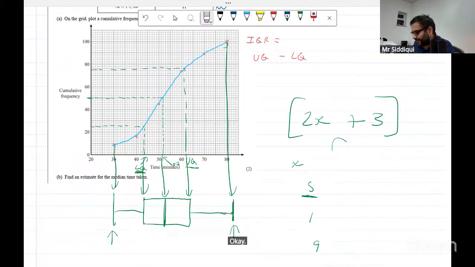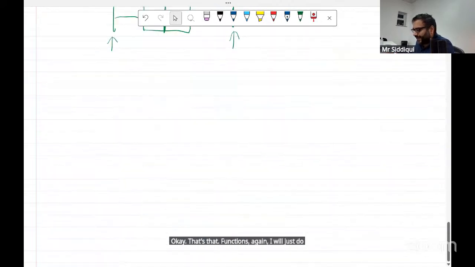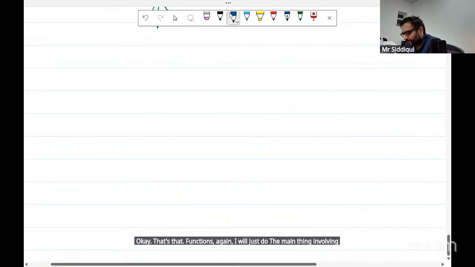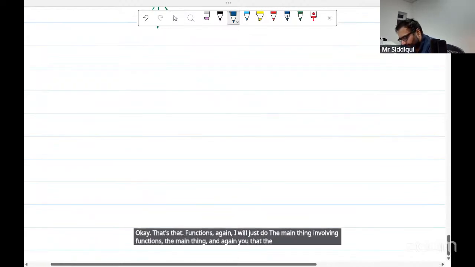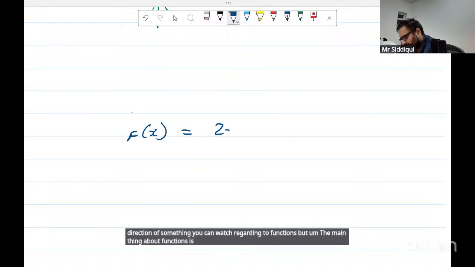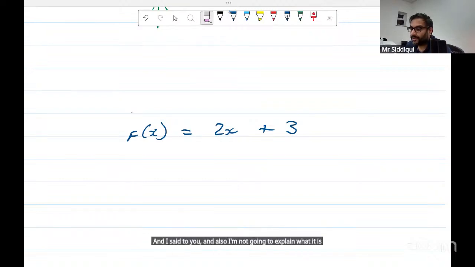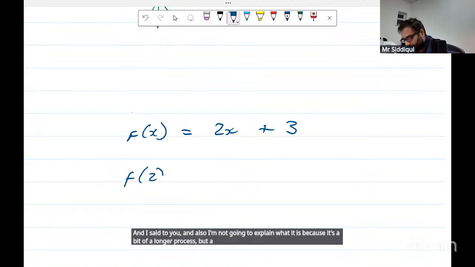Okay, that's that. Functions, again, I will just do one, the main thing involving functions, and again, I'll point you in the direction of something you can watch regarding functions. But the main thing about functions is that if I gave you this function, and I'm not going to explain what it is because it's a bit of a longer process, a typical question you get is something like this.